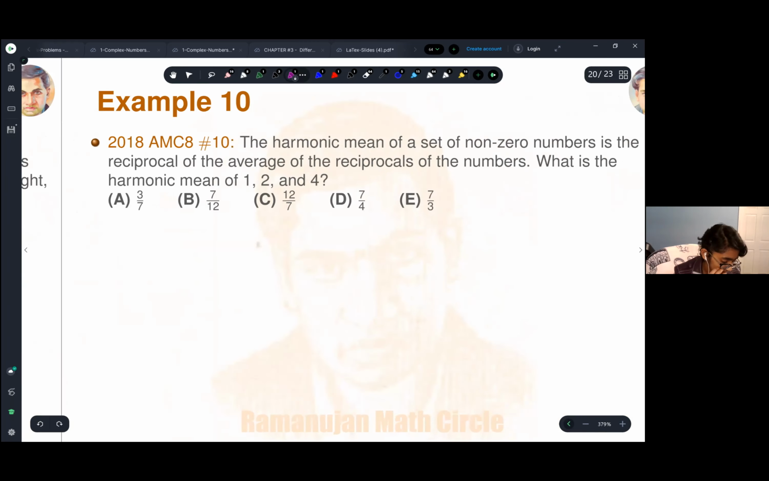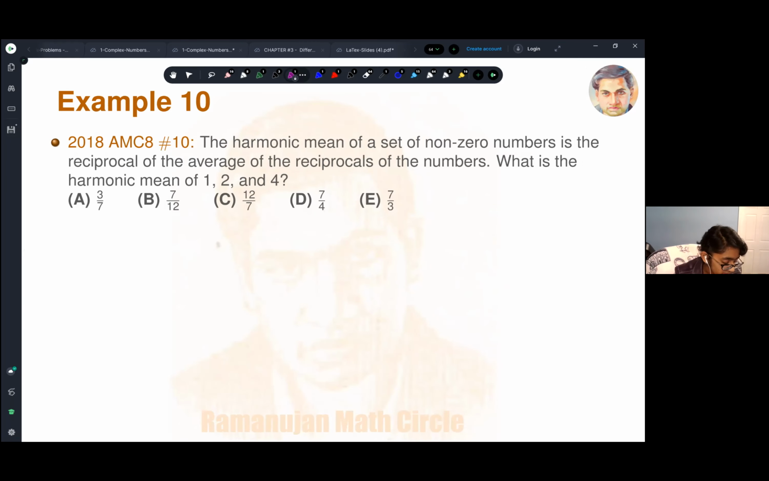Okay, so let's read this example. The harmonic mean of a set of non-zero numbers is the reciprocal of the average of the reciprocals of the numbers. What is the harmonic mean of 1, 2, and 4? I'll give you some time to interpret the language of the question and try to set things up, and then maybe attempt to solve it, and then we'll come back and solve.